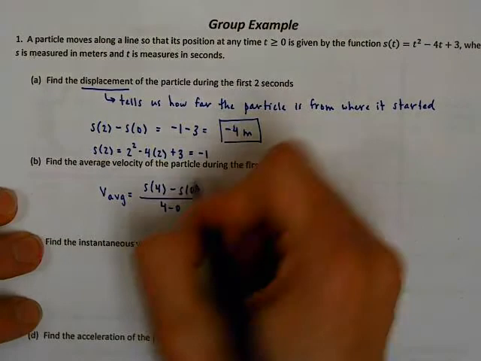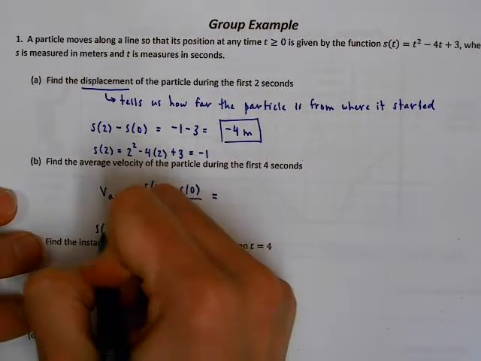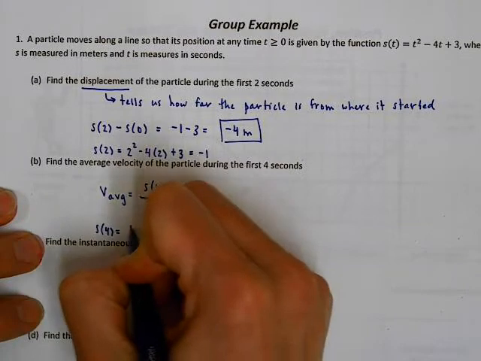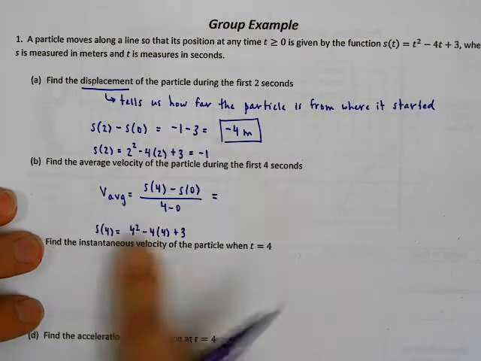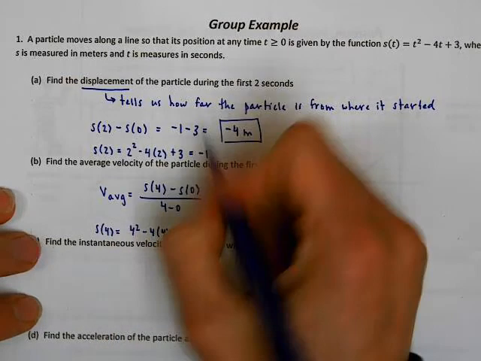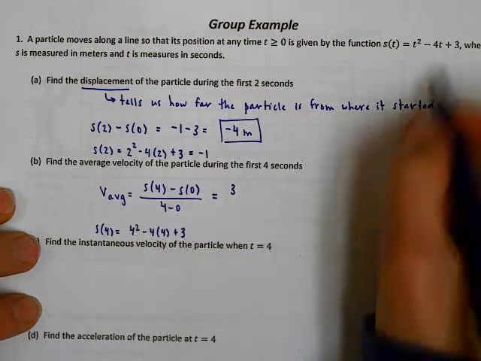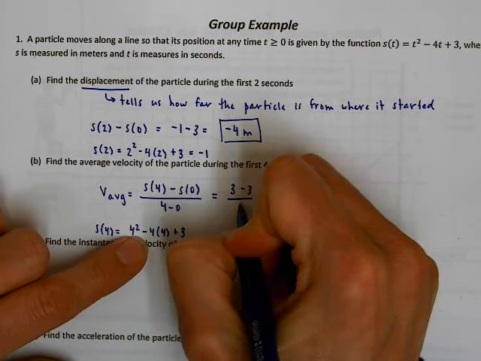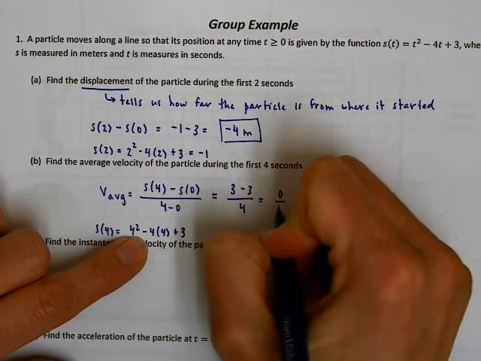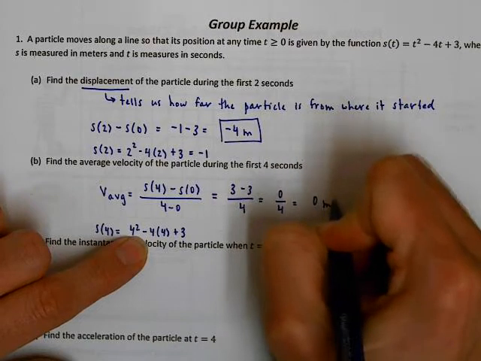All right, so let's calculate s of 4. We have 4 squared minus 4 times 4 plus 3. So 16 minus 16 is 0 plus 3 is 3. So I have 3 minus s of 0, which we know is 3, over 4. So I get 0 over 4, which is 0 meters per second.